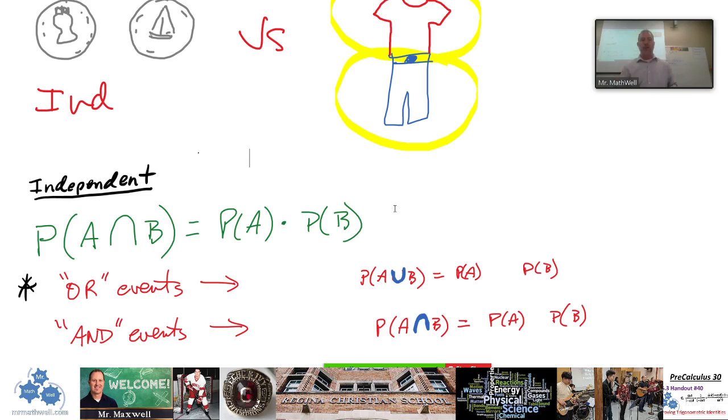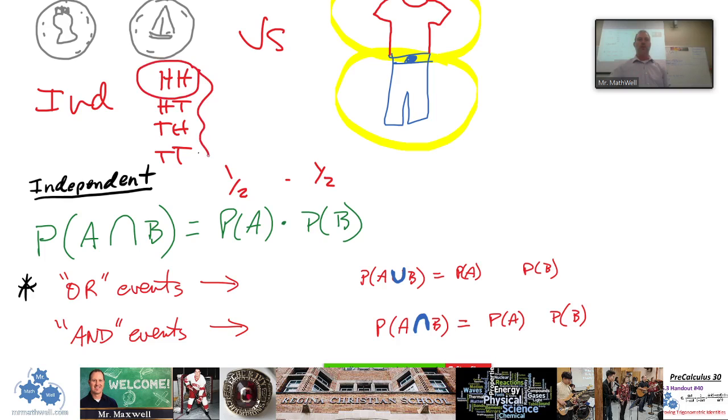And of course, with our coin example, that's exactly what it would be. So here's the heads and heads. You could have heads, tails, you could have tails, heads, and you could have tails, tails. So, right? Probability of heads, 1 out of 2. Probability of heads again, 1 out of 2. Multiply those, you get 1 out of 4. There it is, 1 out of all 4.